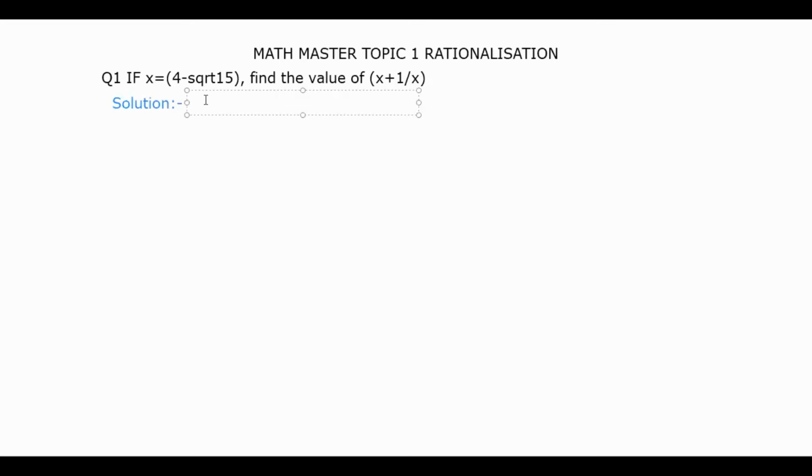So let's start. So students, here the value of x is given. So first of all, write that x equals 4 minus square root of 15. It is given. So write here given. Now write to find. What we have to find here? We have to find here the value of x plus 1 divided by x.